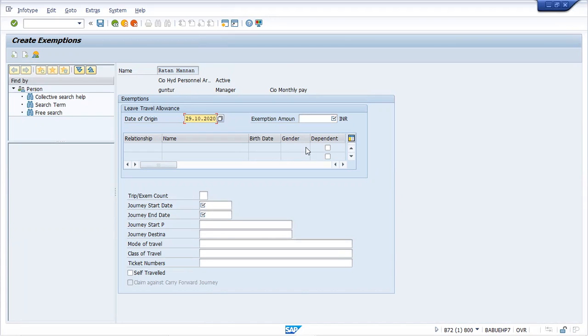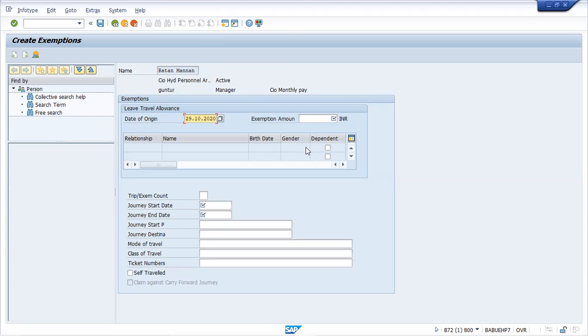Whenever you are going for a leave travel allowance, the system should check the date of origin. In a period of 4 years, you can take it 2 times. That is LTA, and it will check that. Also, during that period, you must be on leave, so the system will have a provision to check your leave as well.